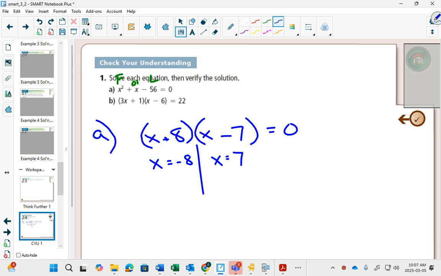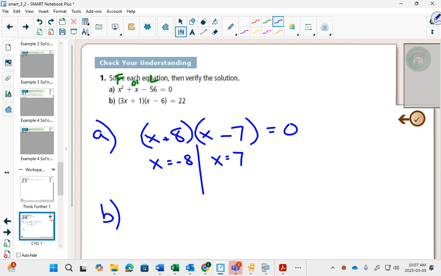But if we do check, 7 squared, 49. 49 plus 7, 56, minus 56, 0. Perfect. -8 squared, positive 64. Plus a -8, 56, minus 56, 0.